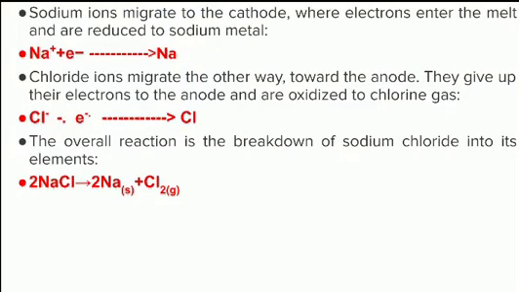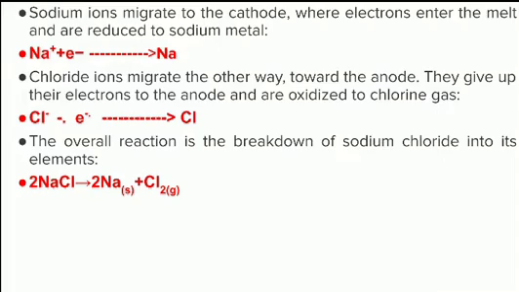Sodium ions migrate to the cathode, where electrons enter the melt and are reduced to sodium metal. In the form of an equation, Na+ by taking an electron from the cathode converts to Na. Chloride ions migrate the other way, towards the anode. They give up their electrons to the anode and are oxidized to chlorine gas. That means Cl- ions move towards the anode where they lose their extra electron and convert to Cl.